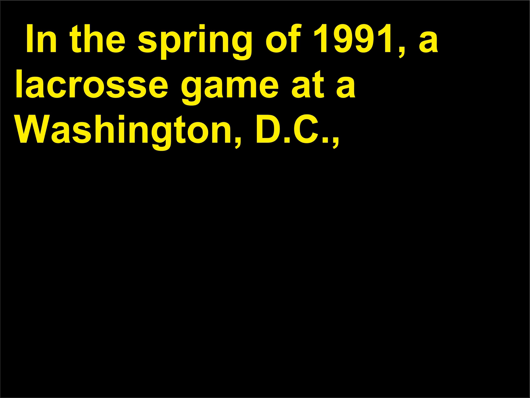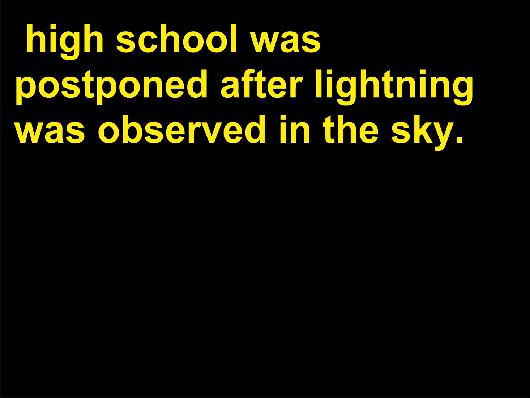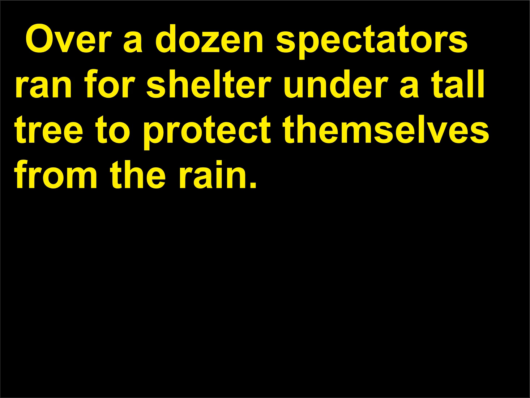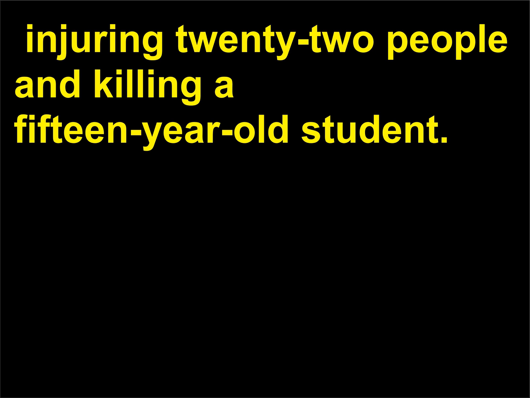In the spring of 1991, a lacrosse game at a Washington, D.C. high school was postponed after lightning was observed in the sky. Over a dozen spectators ran for shelter under a tall tree to protect themselves from the rain. A few seconds later, lightning struck the tree, injuring 22 people and killing a 15-year-old student.